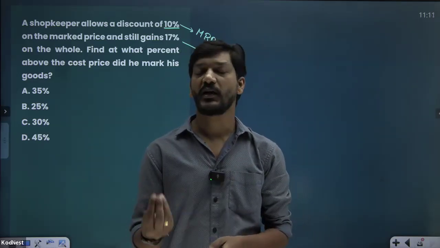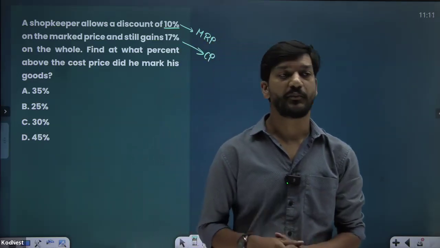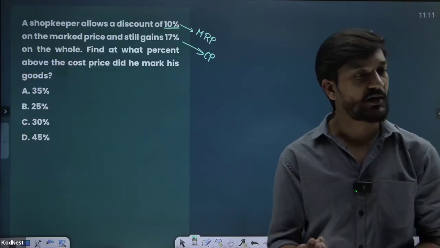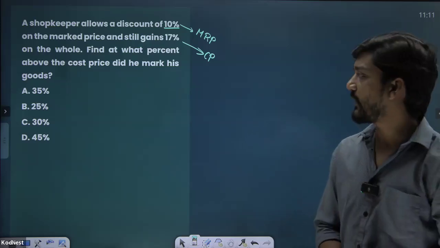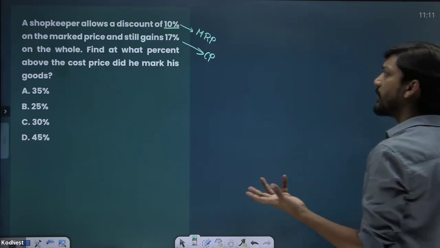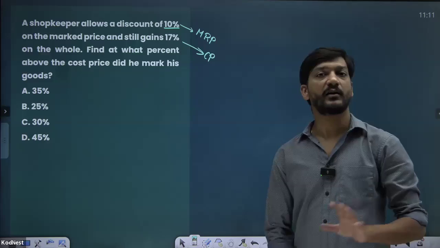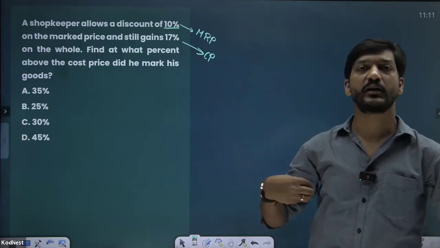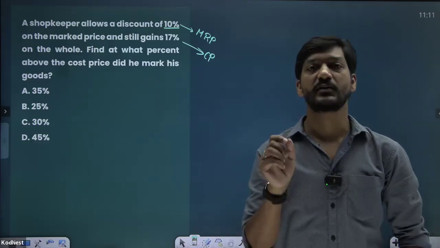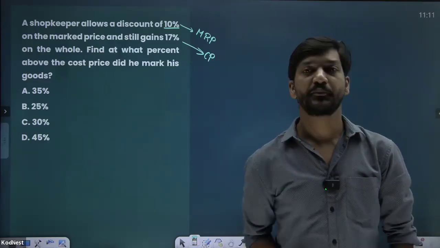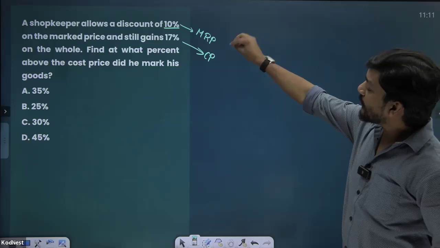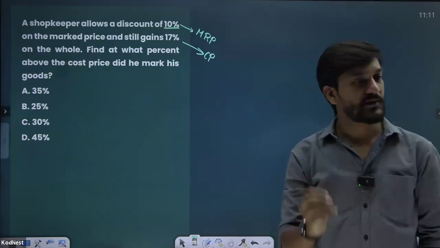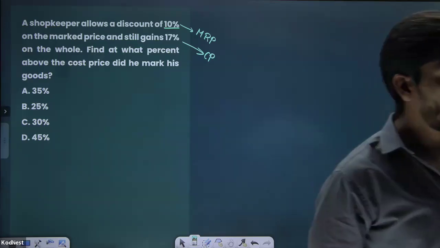But which one will make the calculation easy? I don't know. Maybe cost price 100 will make the calculation easy. Maybe marked price 100 will make the calculation easy. So when you don't know, it's something like luck. So either take this as 100 or take this as 100, and don't think for 10-15 seconds. Take 1 second, decide and proceed. Okay, so please start. Try the question.